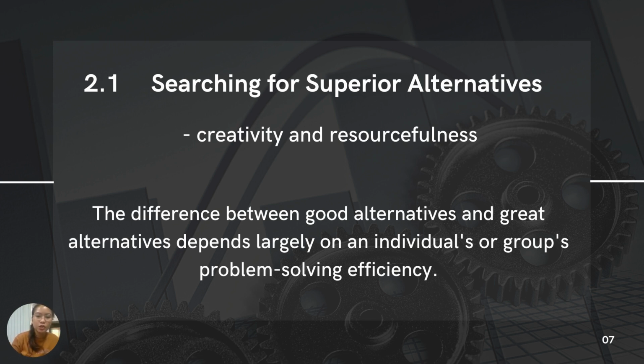Okay, so again, there are two primary actions. The first one is searching for superior alternatives, meaning the creativity and resourcefulness were emphasized as being absolutely essential to the development of potential alternatives. Okay, so we are searching for potential alternatives. Manang kailangan ang creativity and resourcefulness nimo. Okay, on how to address that one. So the difference between good alternatives and great, good and great.